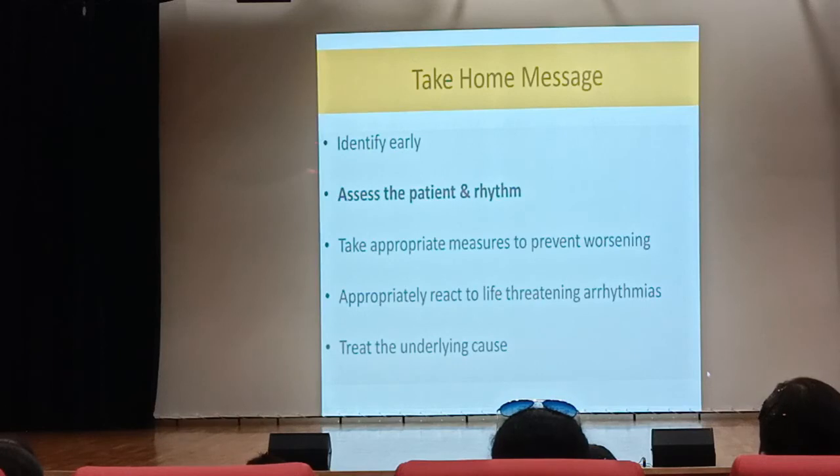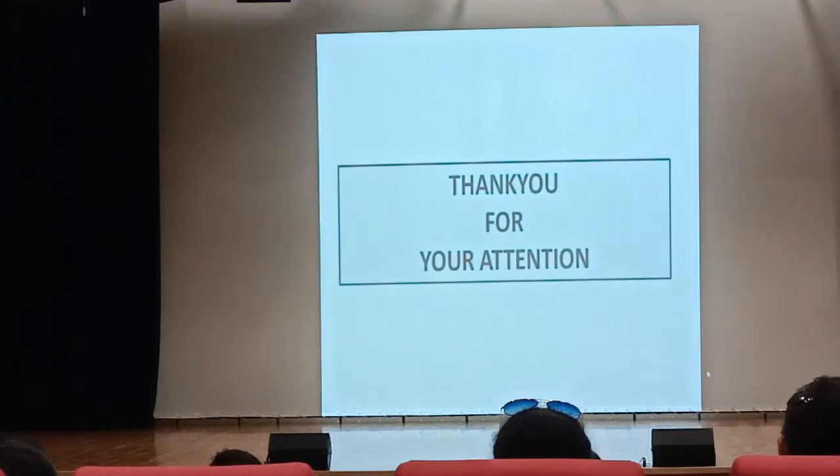Thank you very much. Just to conclude, identify early because probably you can prevent the cardiac arrest. So pre-cardiac arrest rhythm must be identified and addressed at the earliest. Always assess the patient and interpret the patient with the rhythm, not the rhythm alone. Take appropriate measures to prevent the worsening of your patient and appropriately react to the life-threatening arrhythmia. If it's shockable, shock and CPR; if non-shockable, only CPR. And always look for the underlying cause and treat the underlying cause. Thank you very much. I'll be happy to answer if there is any question.